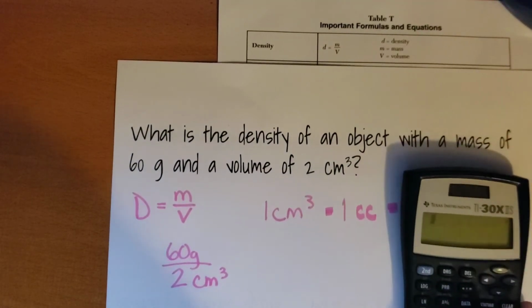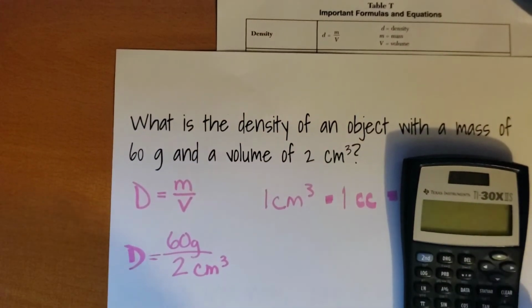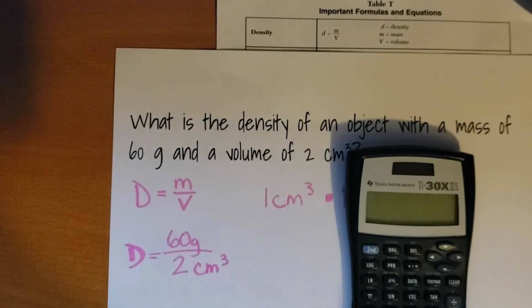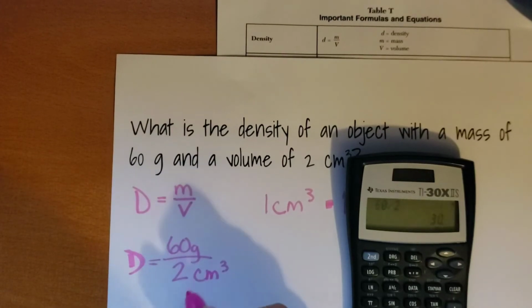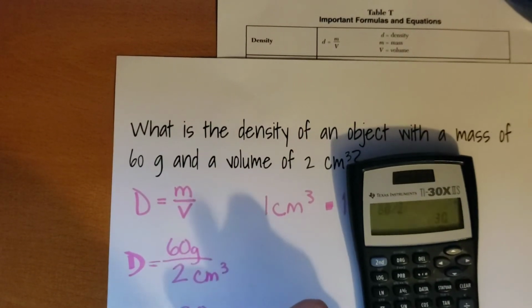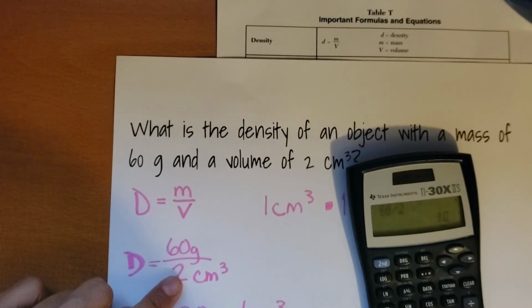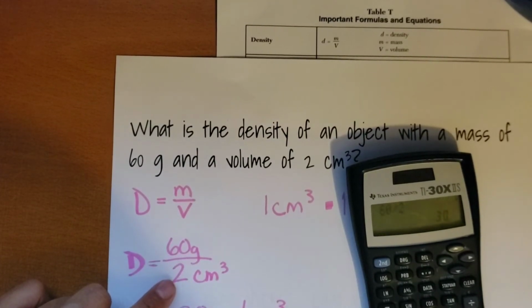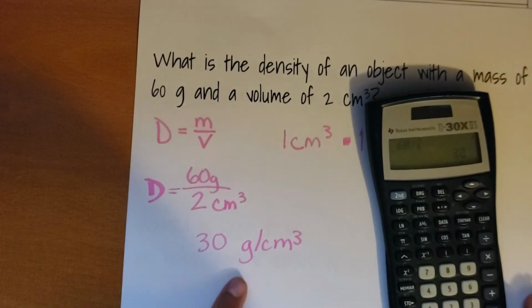So here we have this, and we know that this is what density equals. So we're going to put this value in our calculator. And we get an answer of 30 grams per cubic centimeter. Since the number 2 only has one significant digit, our answer of 30 should only have one significant digit, so we'll write it without a decimal point at the end.